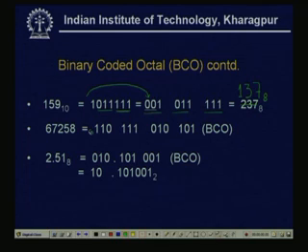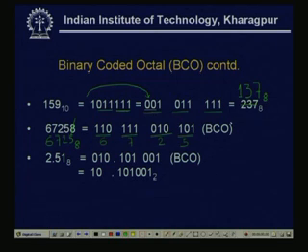Okay. So, we are taking this as the octal value, 6725, and the base is 8. Now, what we will be doing? Again, each digit in octal should be represented by 3 binary bits. So, this 6 is represented in 3 binary bits, this is 7, this is 2 and this is 5. So, this is my BCO, binary coded octal.